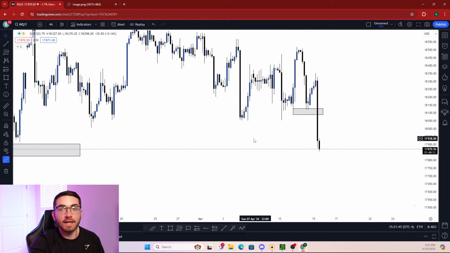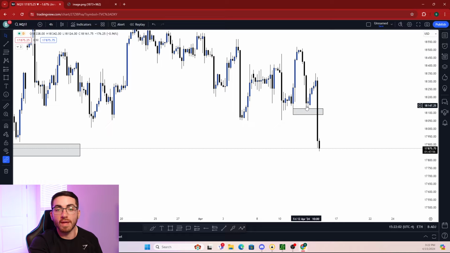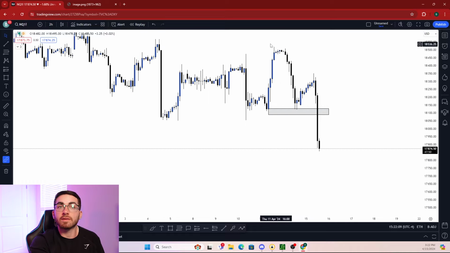So again, when I'm plotting demand, I'm looking for a small red candle before a large aggressive move away. And then from there, I'm looking for price to trade back down into that demand, make it support, and look for a long entry. But as always, we need bullish confirmation, so bullish candlesticks as well as bullish volume to confirm a long entry. And then finally, supply zones.